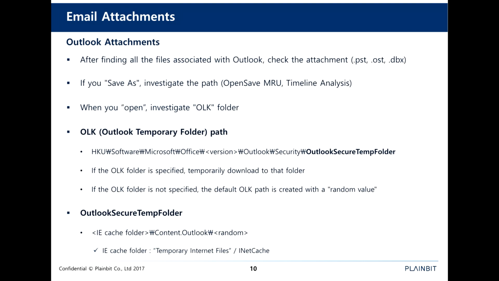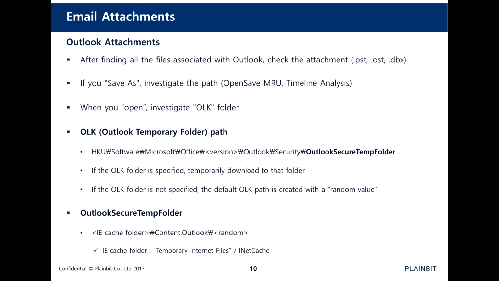In the case of Outlook mail, it stores the transmitted and received email-related files as local files. PST, OST, and DBX files are typical Outlook-related files. After analyzing all the files in the analysis target system, check the attached file for analysis.